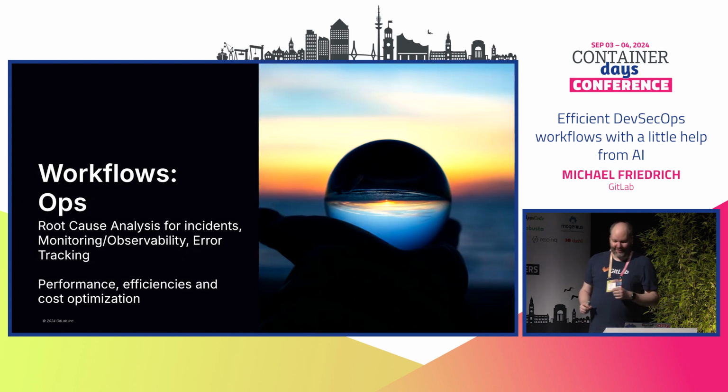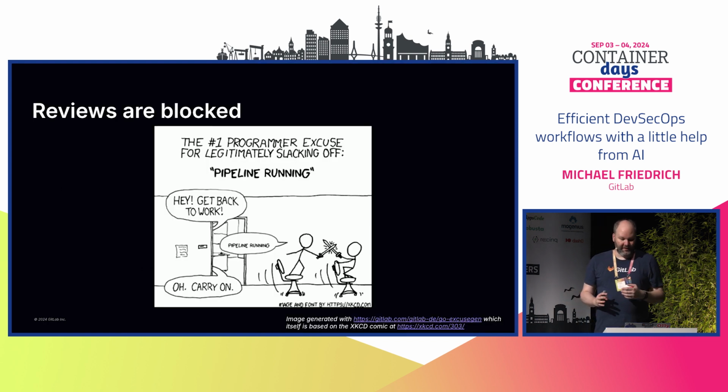Last but not least, from an ops perspective, using AI or finding a use case for that, think about root cause analysis for incidents, observability, error tracking, performance, and so on. There are a couple of ideas around that, but I want to focus on one of the things, like my pipeline is running, everything is blocked, developers are doing something else.